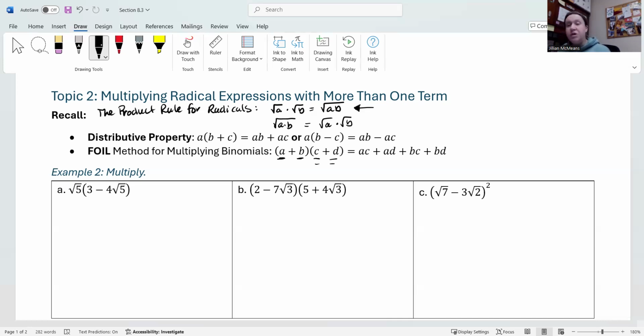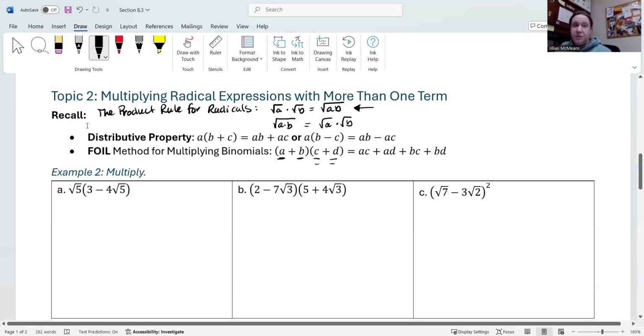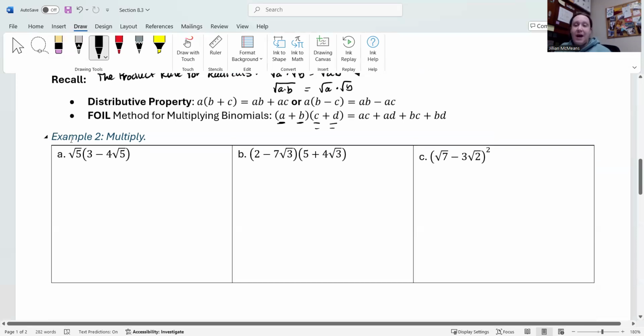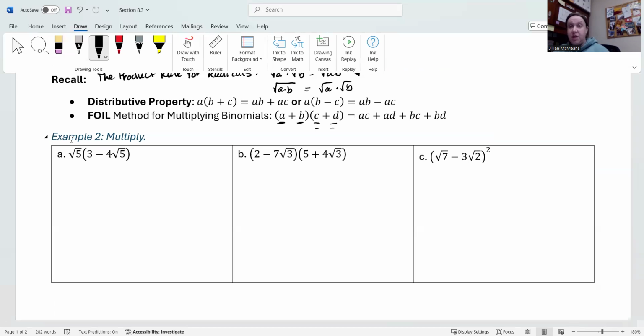Okay? So let's look at example 2. Example 2 just tells us to multiply. Well, in part A, I have a single radical expression times the difference of two expressions. So here we would want to use the distributive property, okay? And if you're just taking a single radical and multiplying it by just a constant, you just tack the two things together. Remember, a lot of times we treat these radical expressions like they're variables when we're performing operations on them. Keep in mind, a radical expression is not necessarily a variable unless it contains a variable, but we still treat it like a variable.